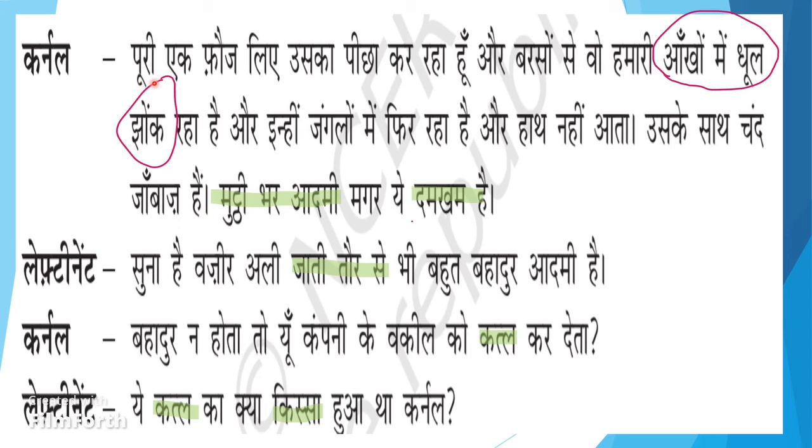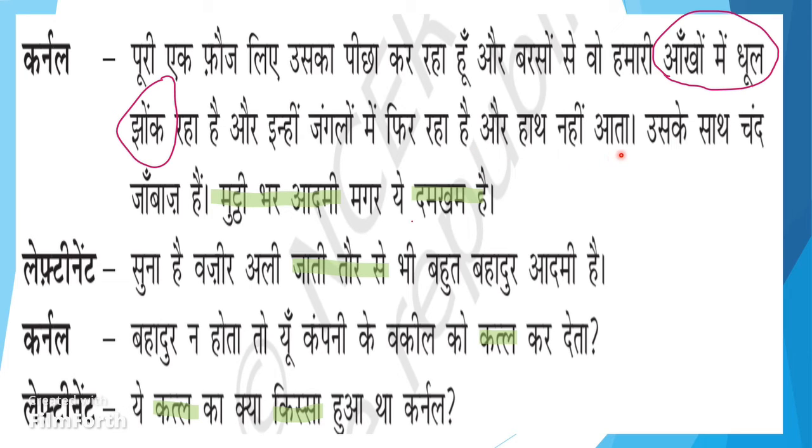Colonel, पूरी एक फौज लिए उसका पीछा कर रहा हूँ. I have taken an entire battalion and I have been following him. पीछा कर रहा हूँ means I have been following वजीर अली. और बरसों से वो हमारी आंखों में धूल झोंक रहा है और इन्हीं जंगलों में फिर रहा है. And for years he has been able to trick us and he has been wandering around in these jungles.